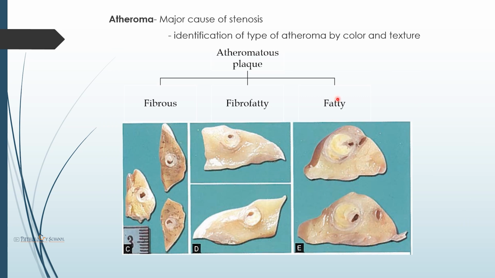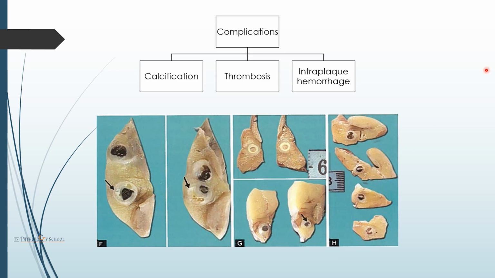Atheroma is a major cause of stenosis. Identify the type of atheroma by color and texture. Atheromatous plaque can be fibrous, fibrofatty, and fatty. Complications to be noted during dissection of coronary arteries are calcification, thrombosis, and intraplaque hemorrhages.